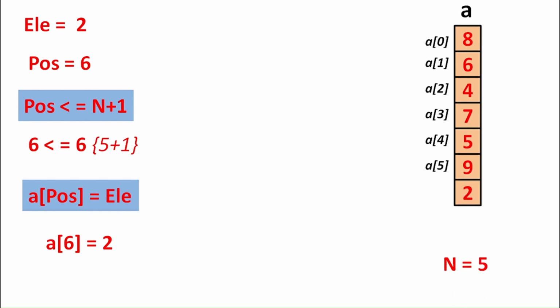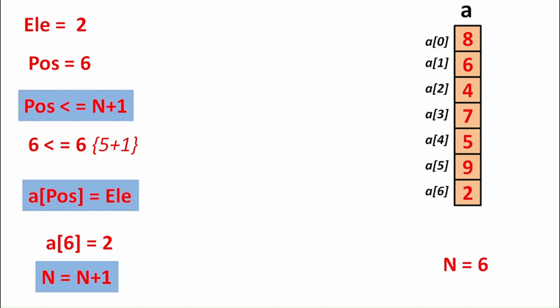We have to increment the size of the array, because once we insert an element, the size of the array will also increase, right? So we will write n is equal to n plus 1, that is, n is equal to 5 plus 1. So n becomes 6 and I'll write the index A of 6. Now we have learned how to insert an element in the last position of the array.